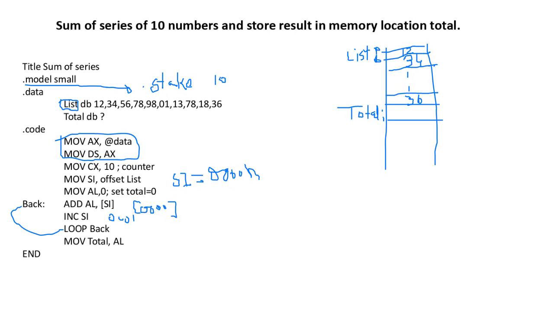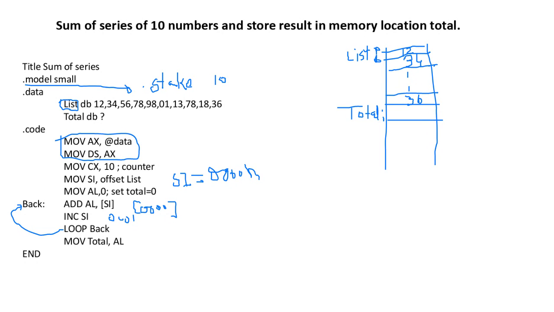We are back. What is the label of this line? Back. This line is back. You can write whatever you want, like you can write L, or you can write repeat. So it comes here, and now again it will do AL comma square bracket SI.